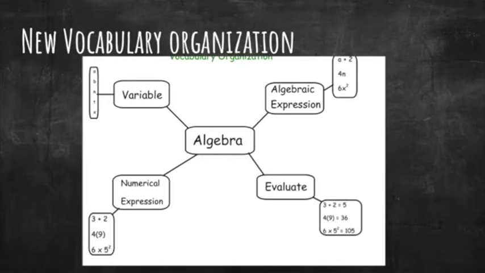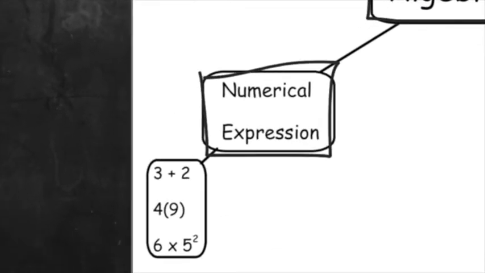So just to give you a little bit of organization on some of those new vocabulary words, algebra is the main idea. Numerical expressions look like this. Let me zoom in. 3 plus 2 is a numerical expression. 4 times 9 is a numerical expression. And 6 times 5 squared is a numerical expression. Notice there are no equal signs in a numerical expression.